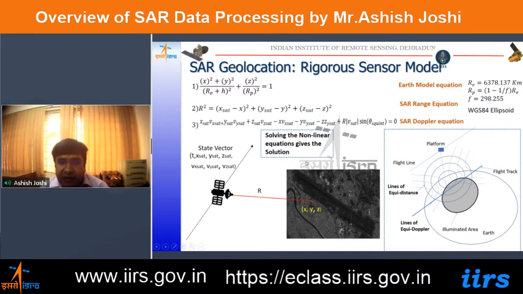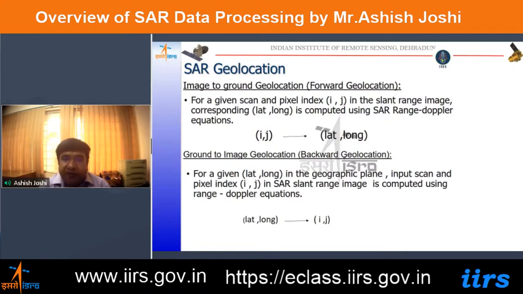This non-linear equation is solved by using a numerical formulation. After getting this ij to a particular lat long, this is called the image to ground geolocation. Means for every ij, any sample or row position, or we can say the row and column position, we will get the lat long of that point. So that is called the image to ground location.